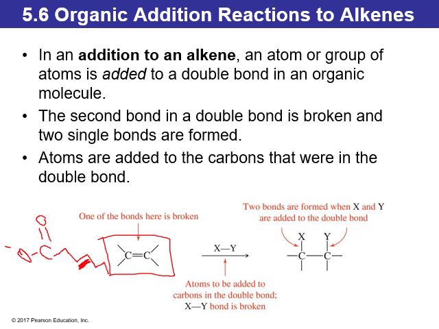So if you had H2 in the place of this XY, we could add two hydrogens. We would break one of these bonds in the double bond. That would give us room to make new bonds to this hydrogen.